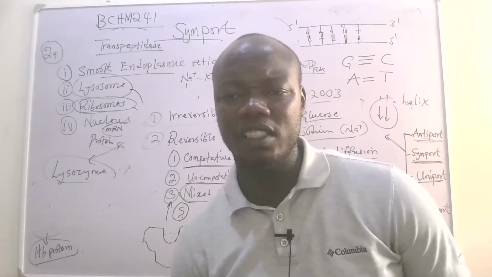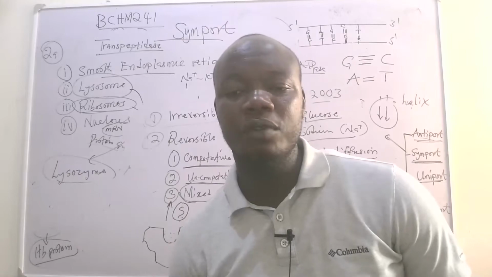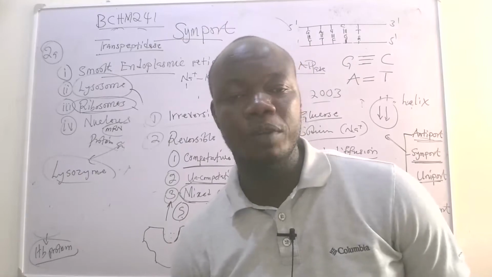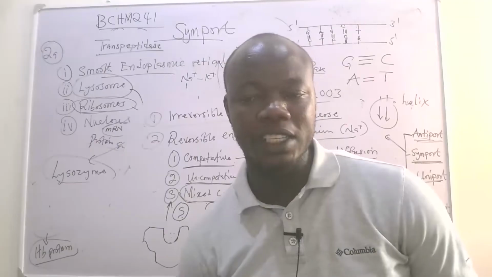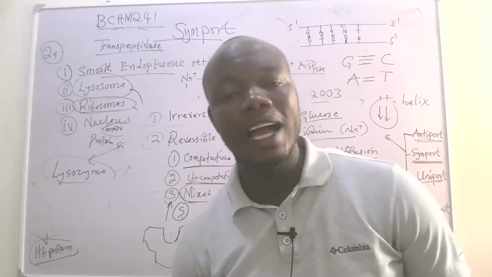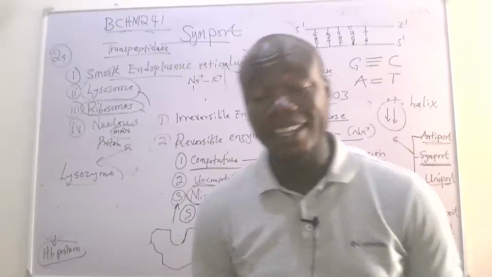Mixed competitive inhibition is when you have both competitive and uncompetitive inhibition. That is when the inhibitor combines with the active site and the other site of the enzyme.